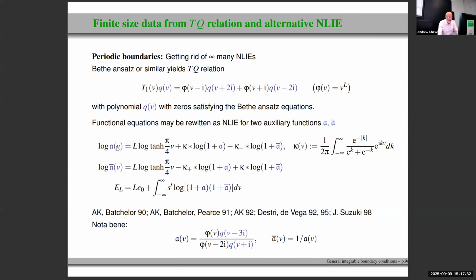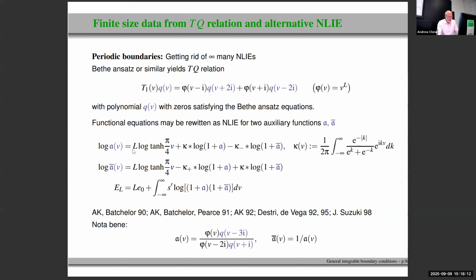A appears on the left and the right-hand side as log of A and as log of 1 plus A. And the complex conjugate appears on the left-hand side as log of A bar, and also on the right-hand side as log of 1 plus A bar. The kernel here, kappa sub minus and kappa sub plus, is given here by a Fourier integral. One can write it down explicitly in terms of the gamma functions, but this is never used in our calculations. And these are two nonlinear integral equations, much better than infinitely many.